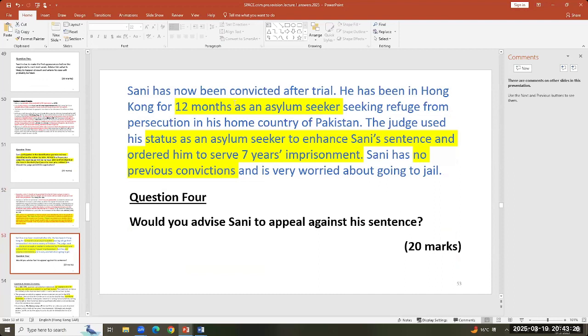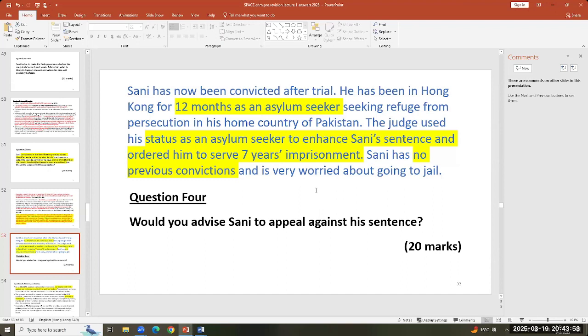Sani has now been convicted after trial. He's been in Hong Kong for 12 months as an asylum seeker. The judge used his status as an asylum seeker to enhance Sani's sentence and ordered him to serve 7 years imprisonment. Sani has no previous convictions and is very worried about going to jail. Would you advise him to appeal his sentence?